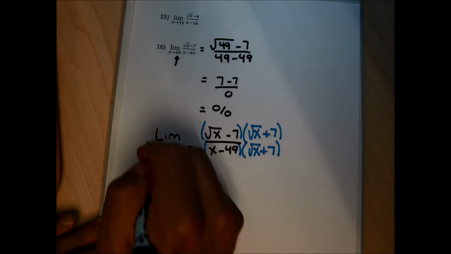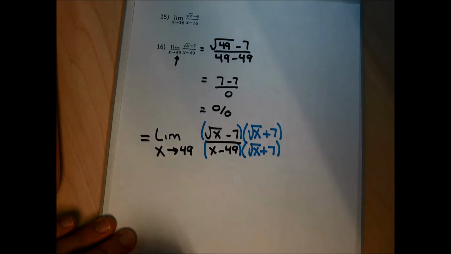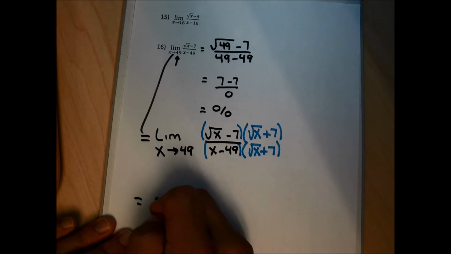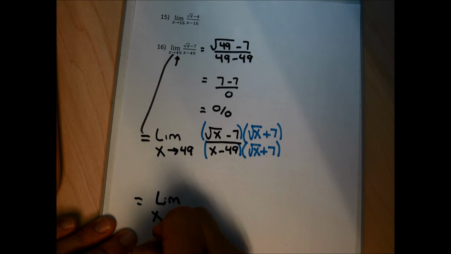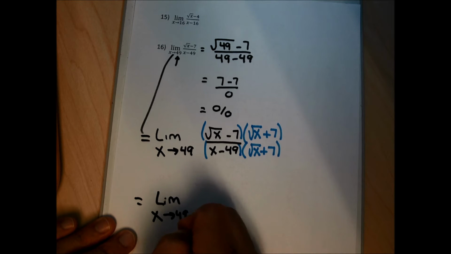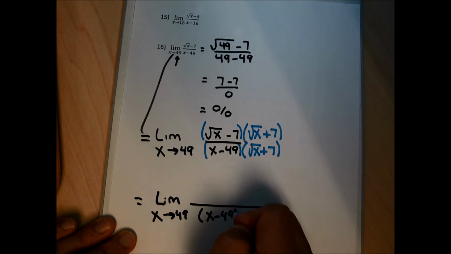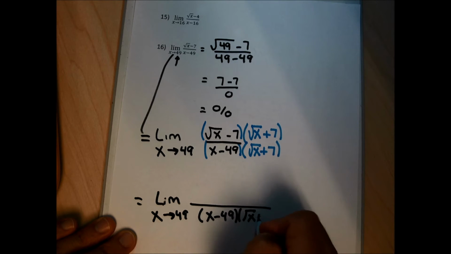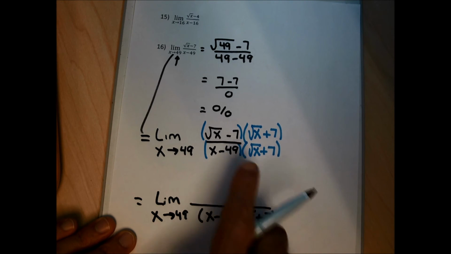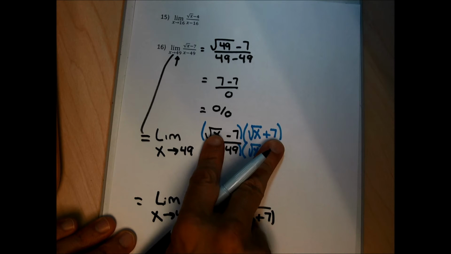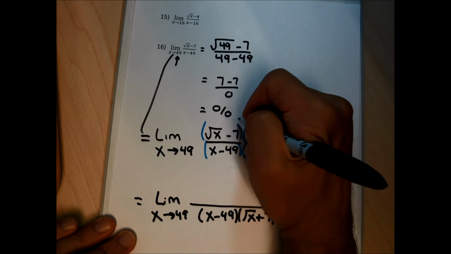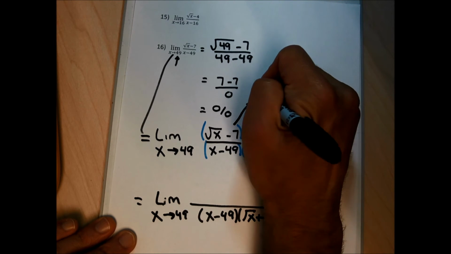So my next line, I should probably write equals, because this equals the line above it. My next line, the denominator isn't going to change a bit. It's going to stay x minus 49 times the square root of x plus 7. But the numerator, I'm going to do the work. I'm going to do the FOILing. So in the numerator, I'm going to multiply this out here.